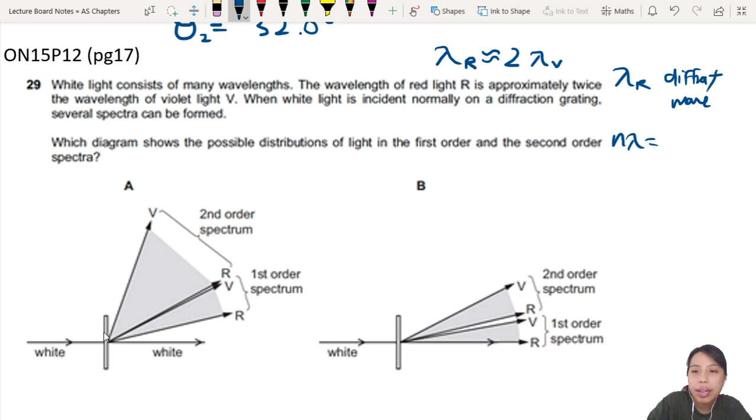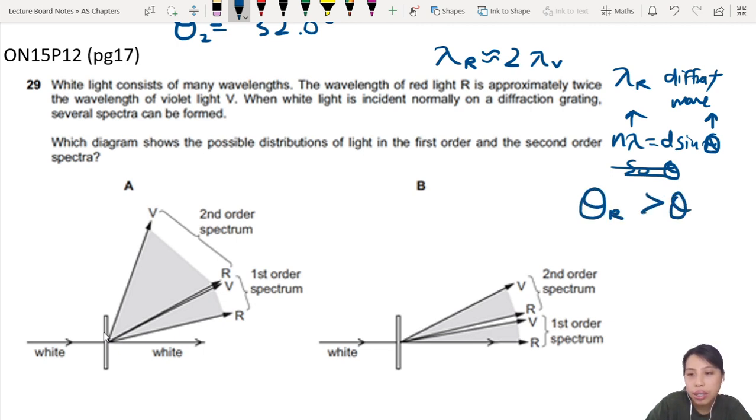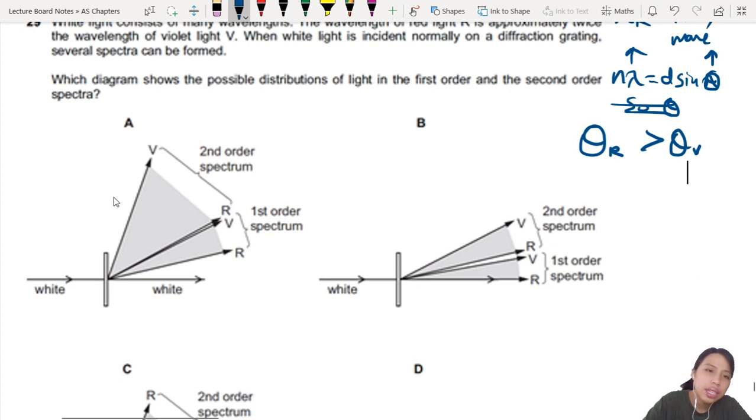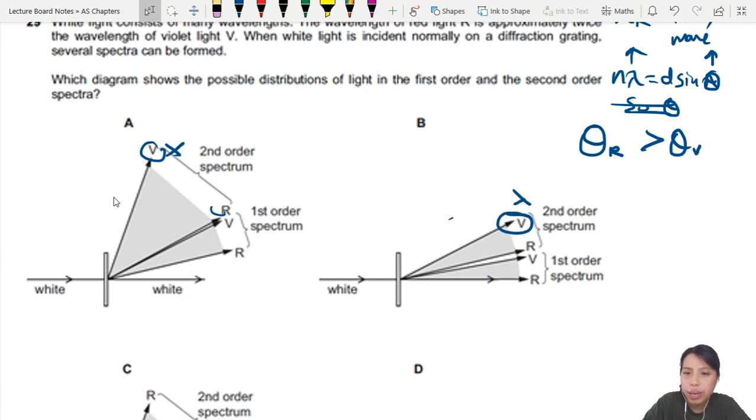Why? Because n lambda equals d sine theta. If your wavelength is longer, your angle will be larger. So the angle of red will be bigger than the angle of violet. Okay, so it will spread out even more. If you look at your choices, look at A: V is spread out more than R, cannot be. This one also, V is spread out more than R, so cannot be. So that leaves C and D.